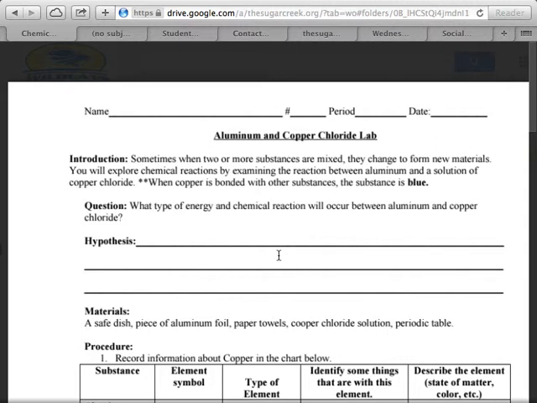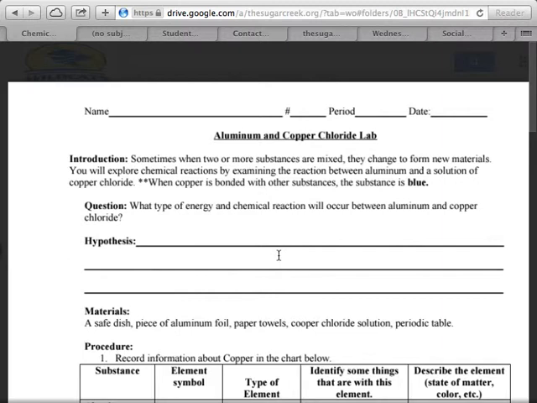A piece of aluminum. Your question is, and it tells you also, when copper is bonded to something, it turns blue. That's why the solution is blue. What are the two elements that are bonded with copper chloride? Copper and chlorine. What color is copper normally? Like a brownish red. What color is chlorine? Anyone know? It's a clear, colorless gas. But when it's put with the copper, it's going to turn blue, liquid.